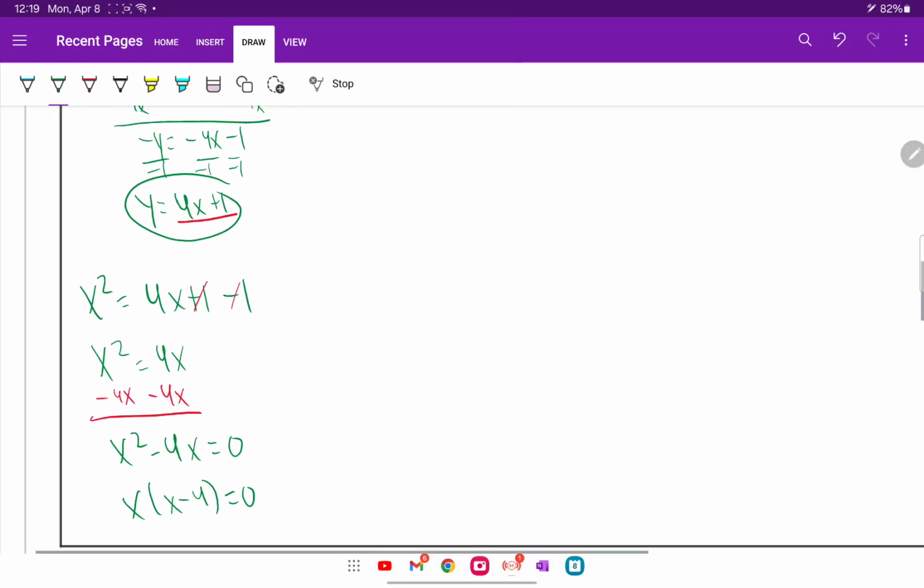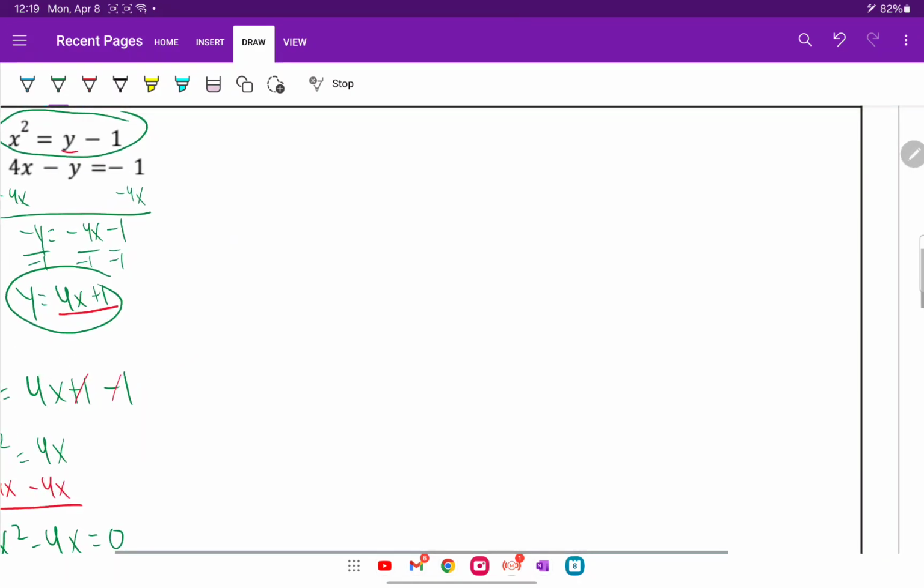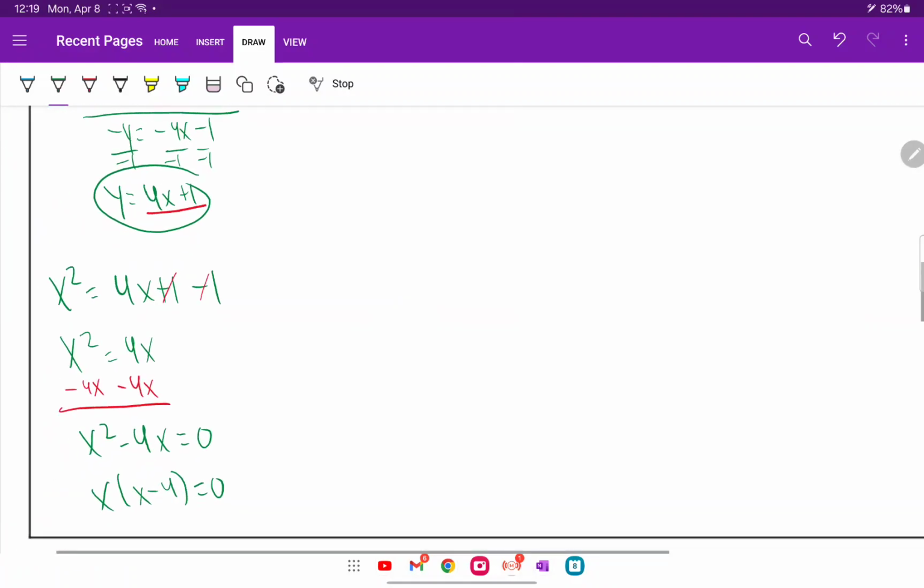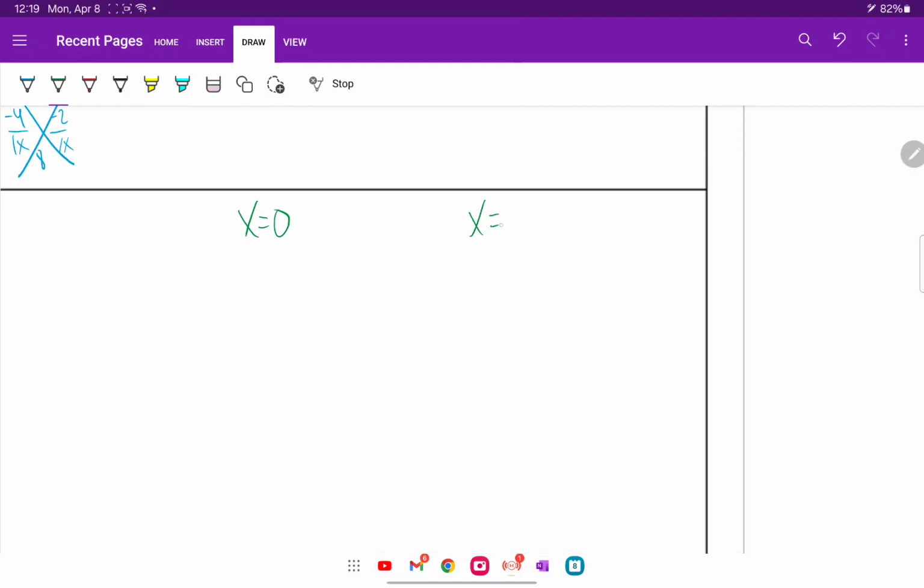Now we set each one equal to 0. So if we set x equal to 0, we get 0. And x minus 4 equals 0 gives 4. So now we plug it in.